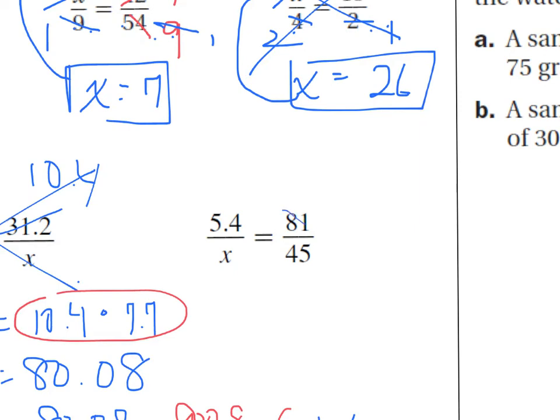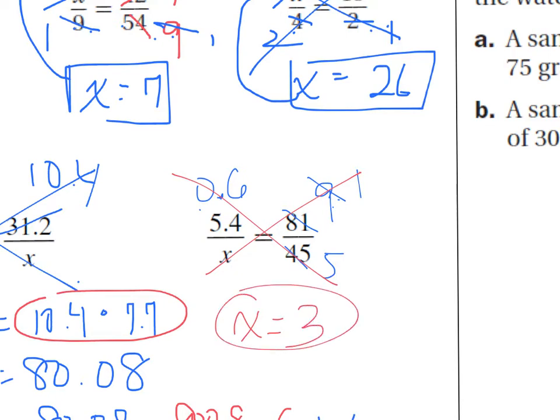Okay, let's take a look at the last problem. And I see I can simplify 81 and 45. I'll get 9, 5. I see that I can simplify 9 with 5.4 as well. So 9 divided by 9 is 1. 5.4 divided by 9 is 0.6. Okay, and then I can cross multiply. And x equals 0.6 times 5 is 3. Okay?